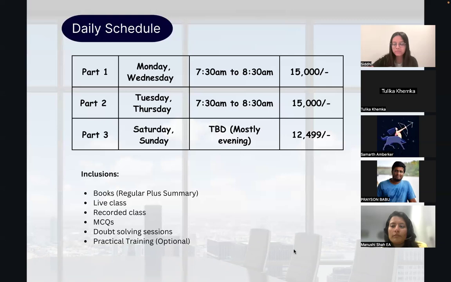Can you tell me the timing again? Yeah, it's 7:30 to 8:30 IST. Morning timing will be for part 1 and 2. For part 3, which part are you looking for? I'm looking to start with the first, the individual. Okay. So it will be morning timing, 7:30 to 8:30, Monday and Wednesday. These 2 days you have to dedicate.